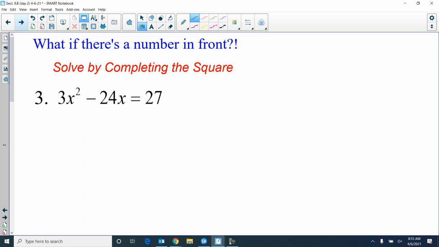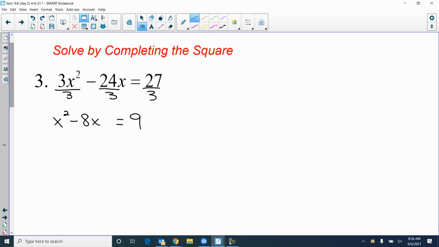Okay, this is the first time where we put a number in front of the x squared. Jordan? Do we divide everything by 3? We're going to divide everything by 3. So whenever this happens, you cannot do this method if there's a number in front. So go ahead and divide everything by 3, and then you get x squared minus 8x equals 9. So it worked out okay.